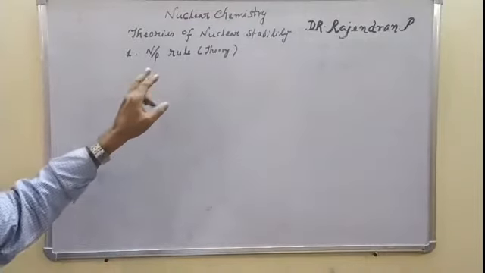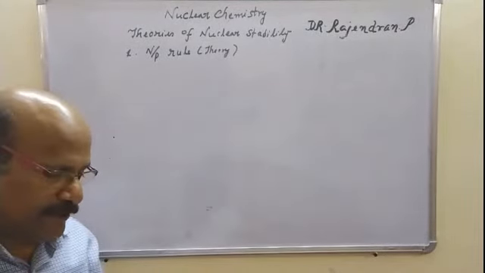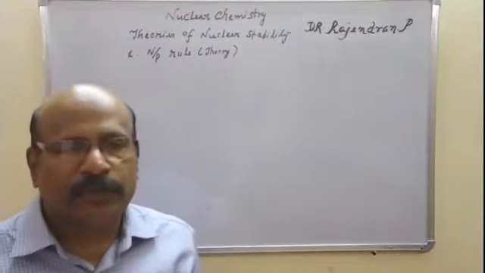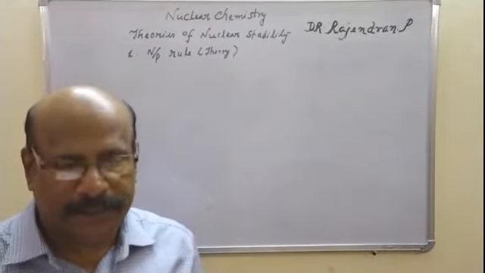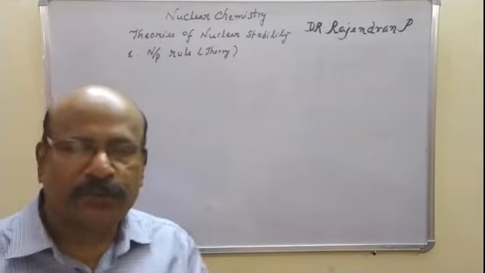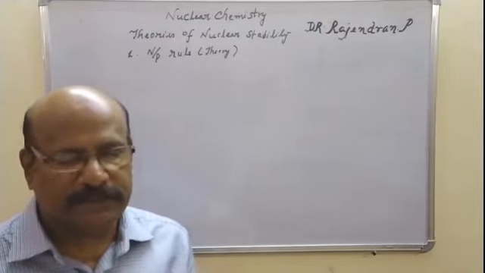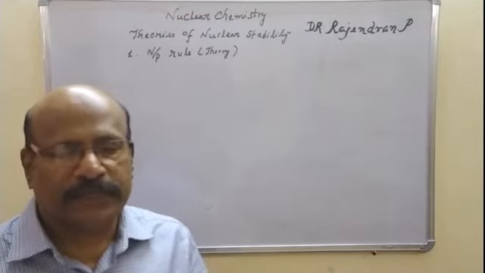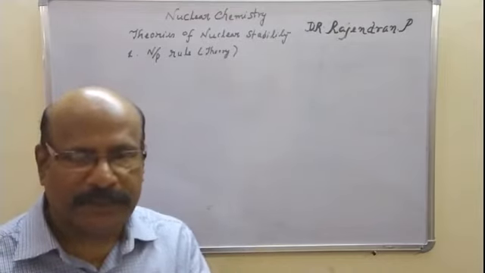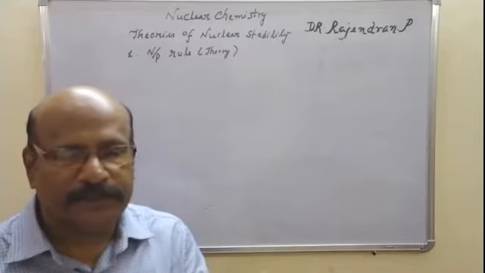So first I am going to discuss the N by P rule theory of nuclear stability. According to this theory, a nucleus is stable if the number of protons inside a nucleus is equal to the number of neutrons present in it, in the case of lighter nuclei of atomic number Z equal to 20 or mass number A equal to 40. This is the first statement of this theory.